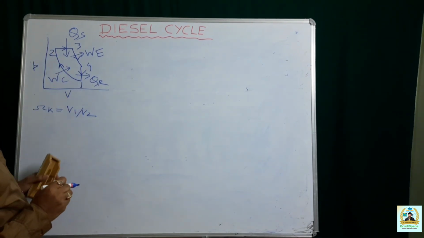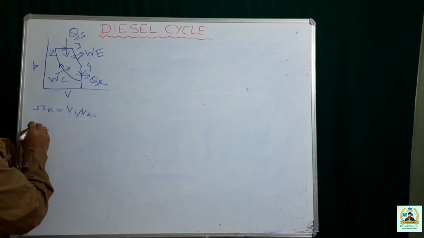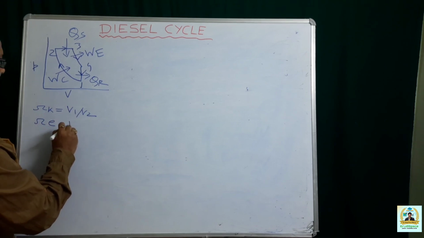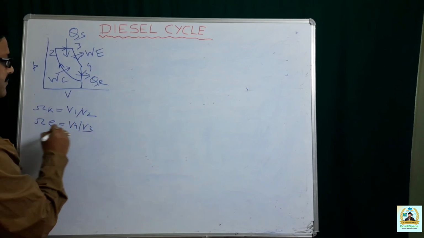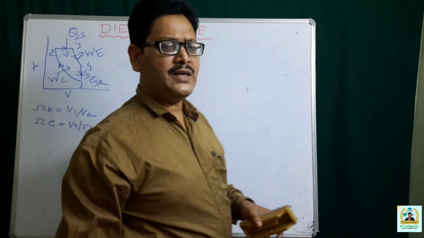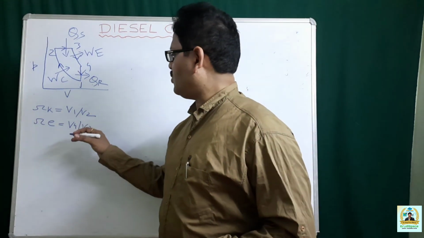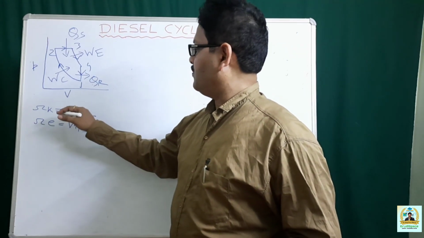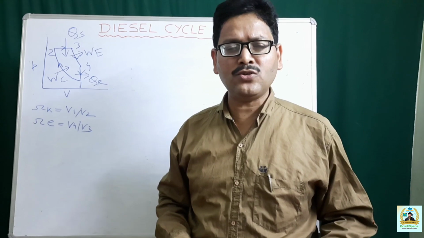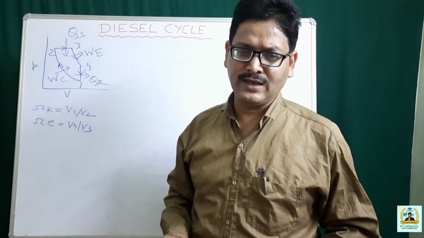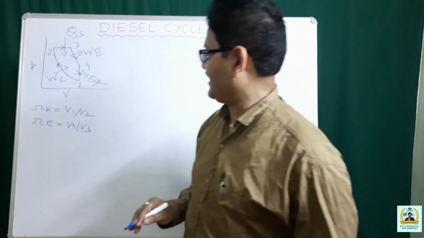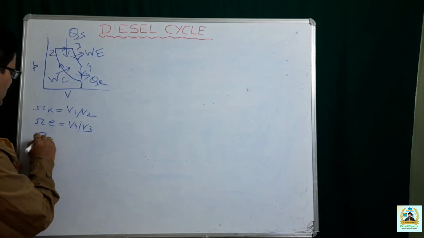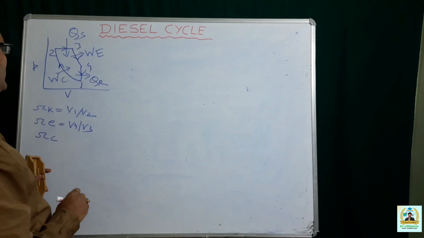This is your RK, and the expansion ratio is RE, that is V4 by V3. Now, you can see that the ratio V4 by V3 is not the same as V1 by V2. That means the compression ratio and the expansion ratio are different when it comes to your diesel cycle. Then the third ratio is your cutoff ratio, denoted by RC.